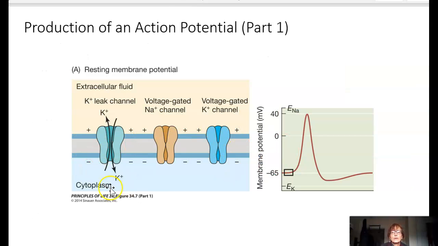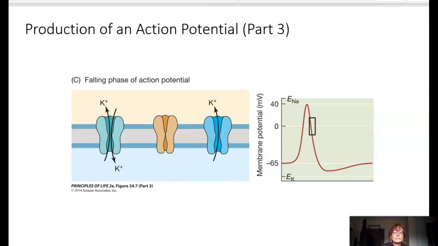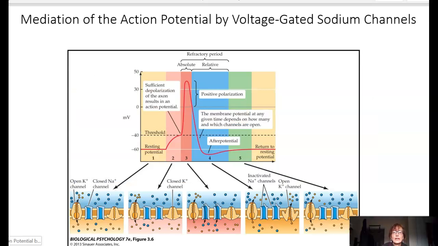Okay, we saw this already, so this is just a very quick recap. Resting potential. Then we have sodium coming in, and now we have potassium going out, and all of it put together. So a lot of the action potential is really going to be mediated by what happens at these voltage gated sodium channels. So whether or not this is going to happen at all.